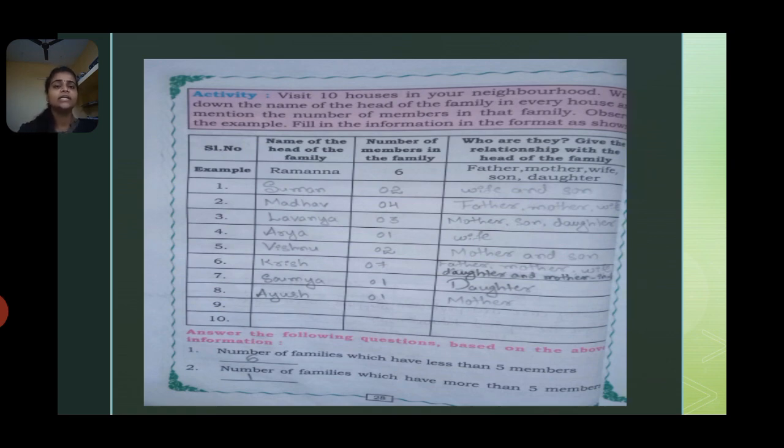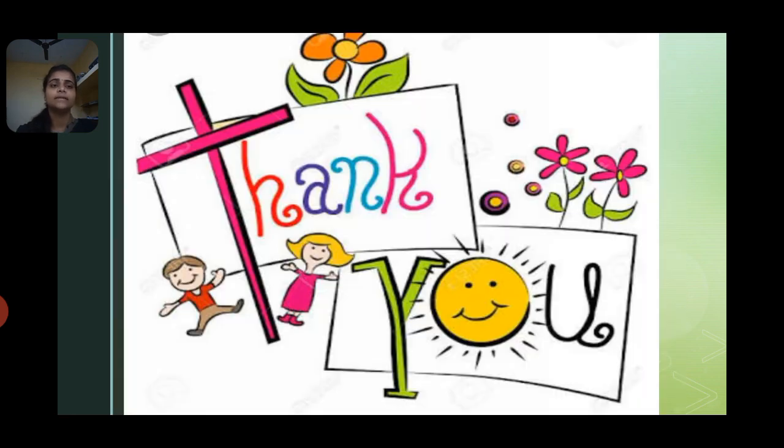Write down the name of the head of the family. Who is the head of the family? Write the name like how I wrote. Second, how many members are there in that family and who all are there in that family. You have to write all these 3 sections and give the answer. You can pause this slide and see.